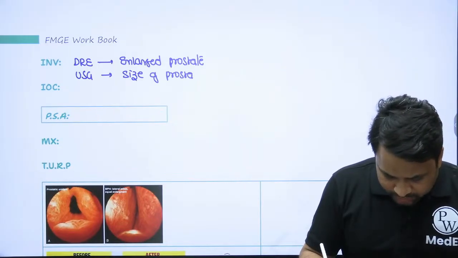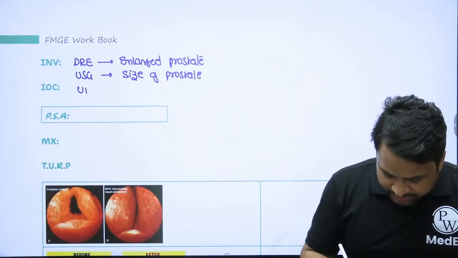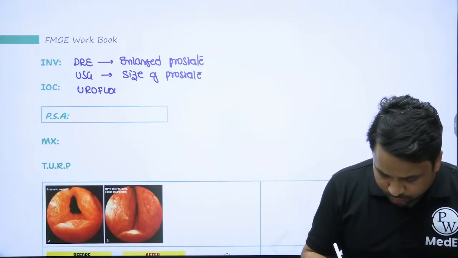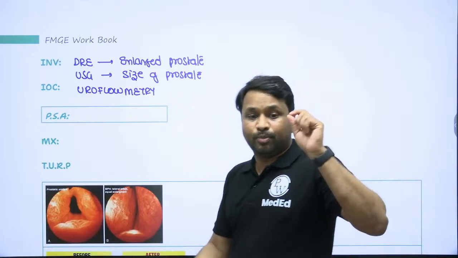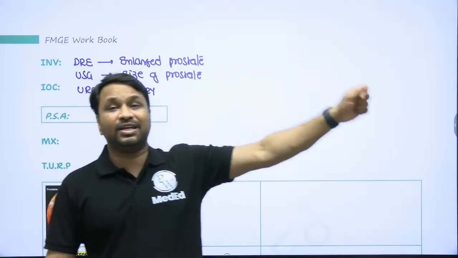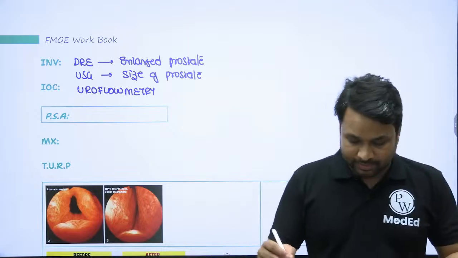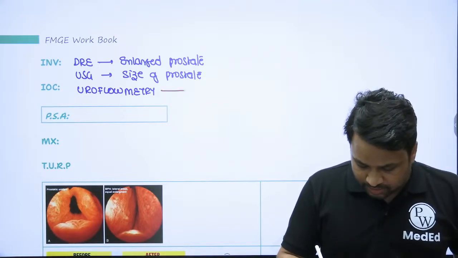You can do for the assessment size of the prostate. Investigation of choice is going to be uroflowmetry. I've always been telling in my class, the problem in BPH is not because of the gland size, it is because of detrusor instability, and that can be analyzed on the basis of uroflowmetry.